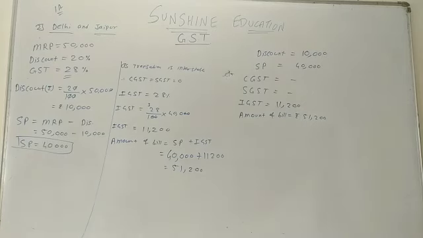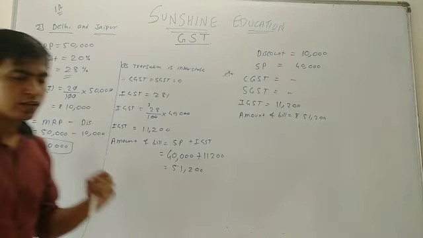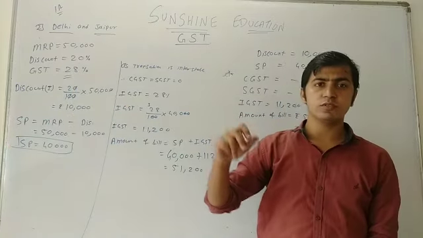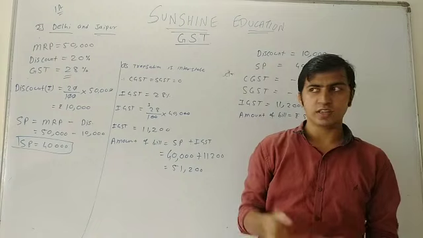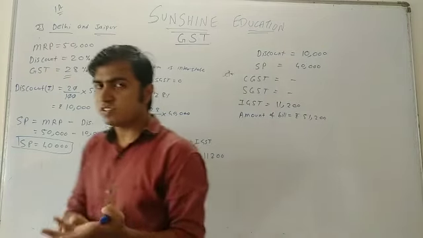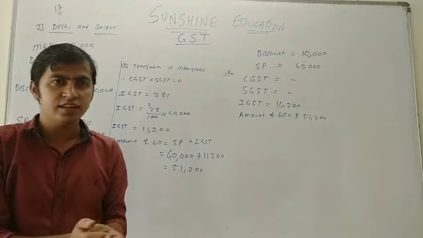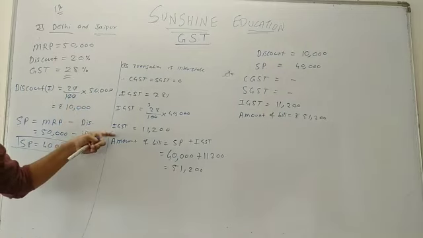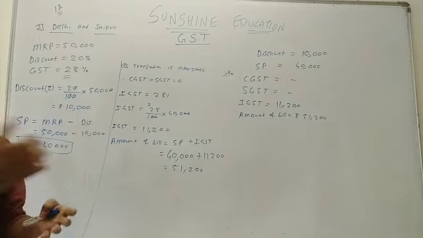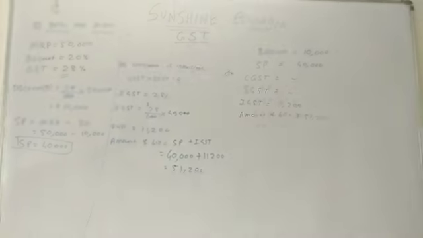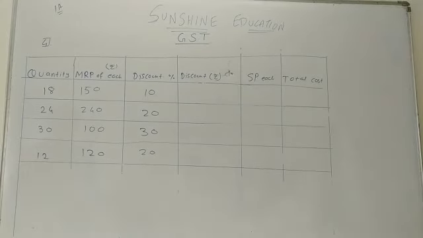Now we have seen the first sum where there is an intrastate transaction, and we have also seen the second sum where there is an interstate transaction. In the first sum we used CGST and SGST because the transaction was within the state, that is Delhi, and here we have seen IGST where the transaction is between two states. Now we will see the next sum. Sum number 3 is homework for you all. We will start with sum number 4.